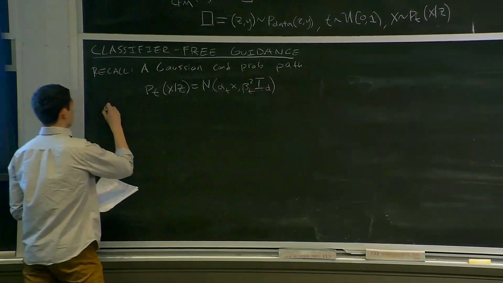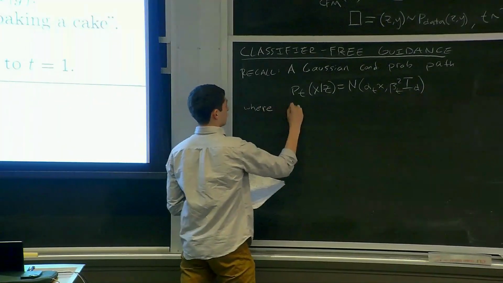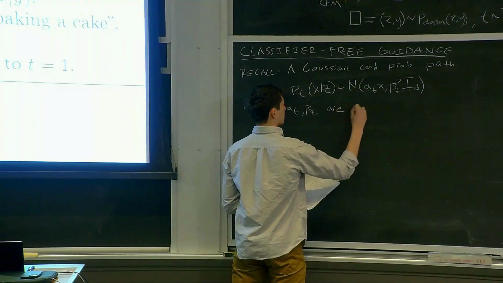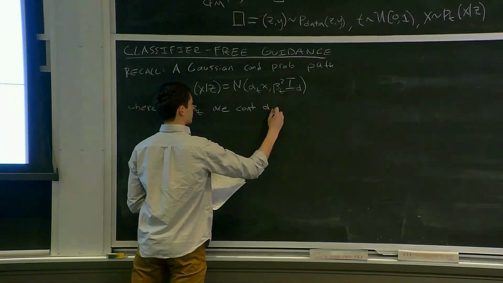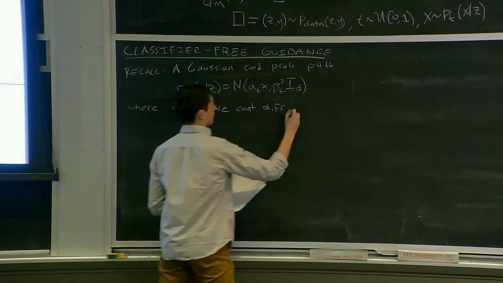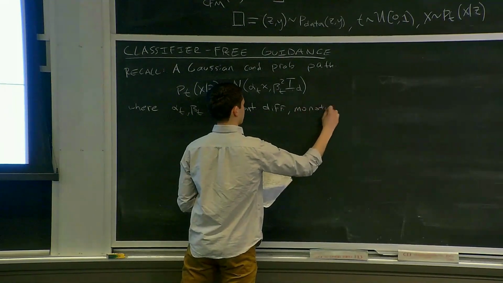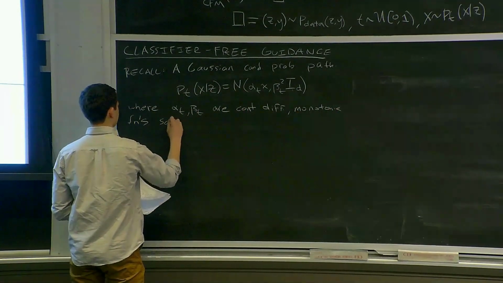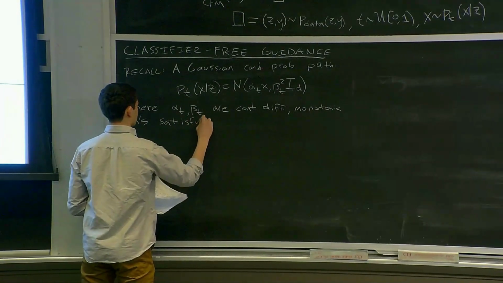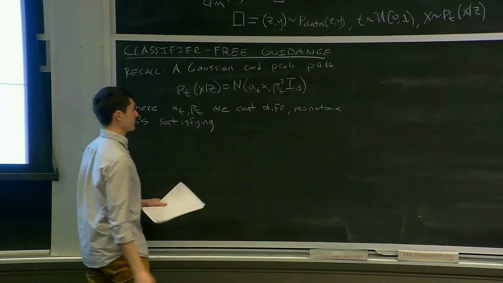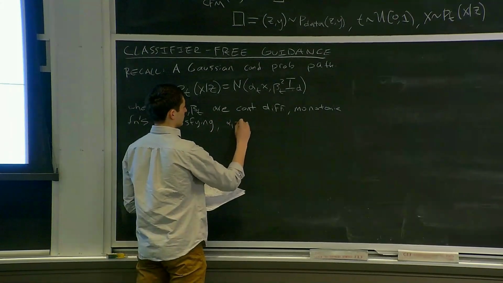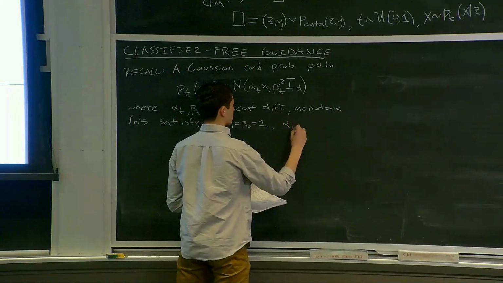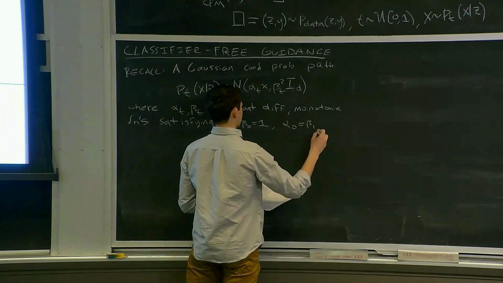And again, recall that alpha t and beta t are continuously differentiable, monotonic functions satisfying, what do they have to satisfy? Well, they need to satisfy these endpoint constraints. So alpha 1 equals beta 0 is equal to 1, and alpha 0 equals beta 1 is equal to 0.